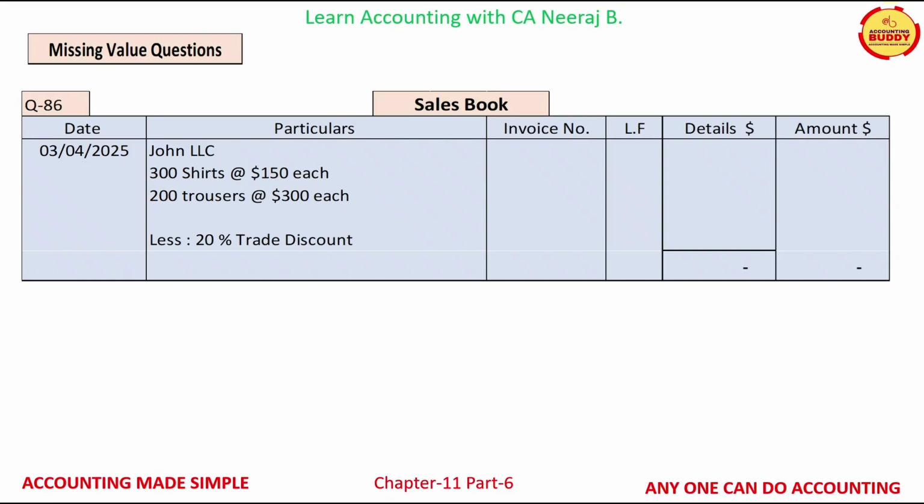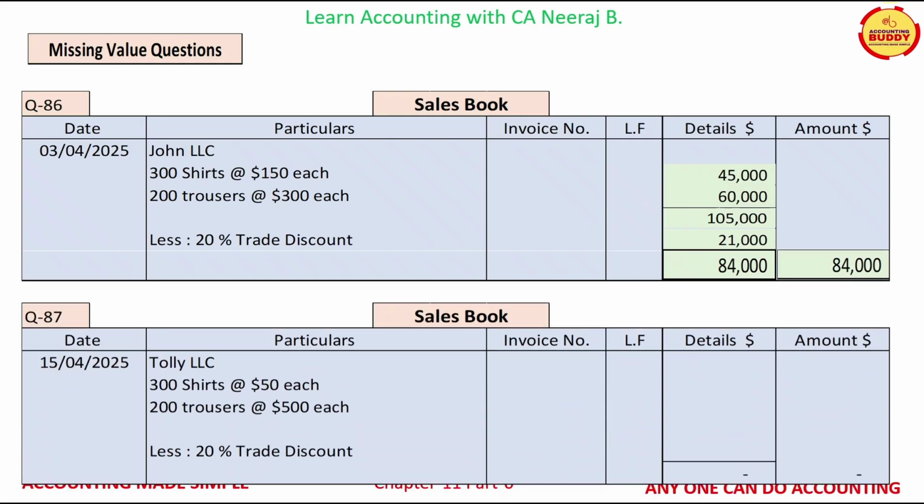Let us first write the value of each of the items sold in the details column. The sales value of 300 shirts will be $45,000 and the value of 200 trousers will be $60,000. The gross value of the sales will be $105,000. Now 20% trade discount is allowed to the customer, which comes to $21,000. Therefore, the net sales value of this transaction after deducting trade discount will be $84,000. The net sales value will also be written in the amounts column.